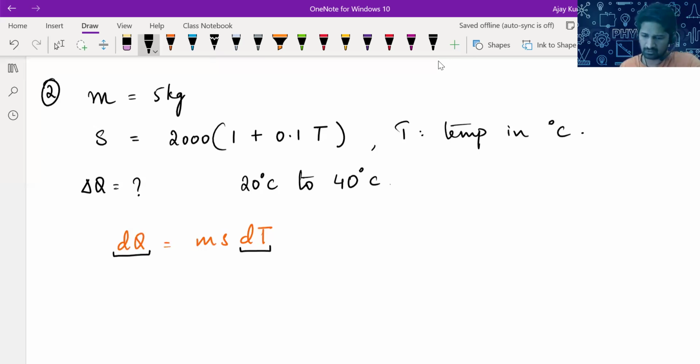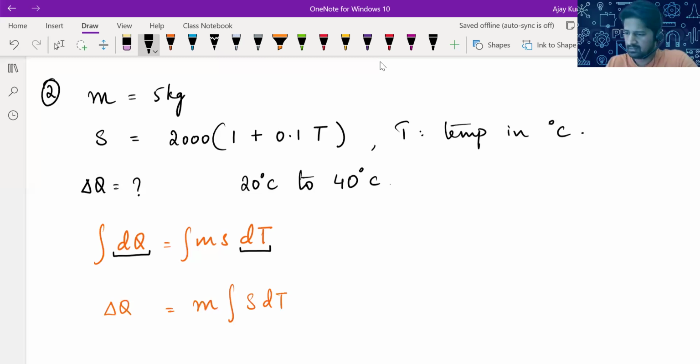Then if you want to find out the total amount of heat required, you'll have to integrate both sides. Integral dQ becomes the total amount of heat supplied, delta Q is equal to mass of the object, which is constant, times integral s dT. Now you substitute the equation for specific heat here, you integrate, and you can find out the heat supplied. You solve this problem later, but this is how you proceed in case specific heat is variable.